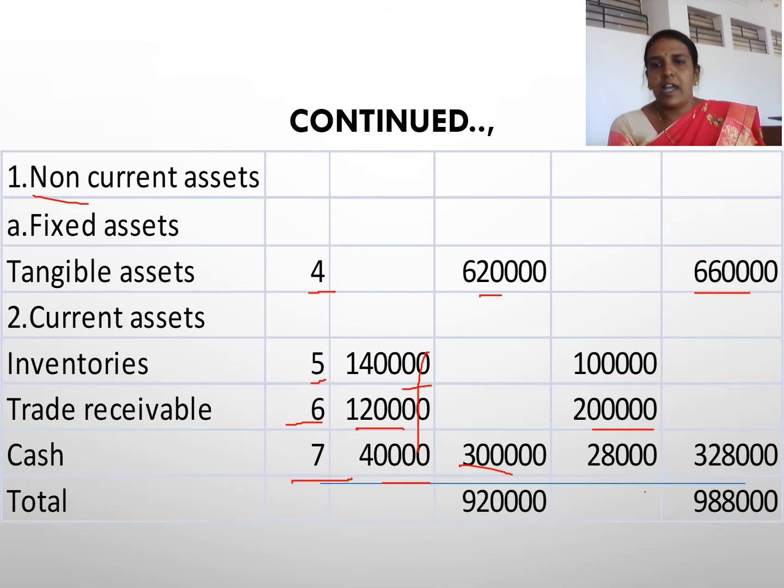And again cash in the year 2017 is rupees 28,000 and total of this is 3 lakh. These three current assets in the year 2017 is 3,28,000 and the total of the asset side is again in the year 2016 it is 9,20,000 and in the year 2017 it is 9,88,000.